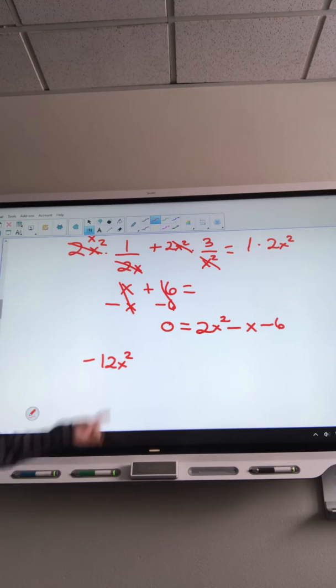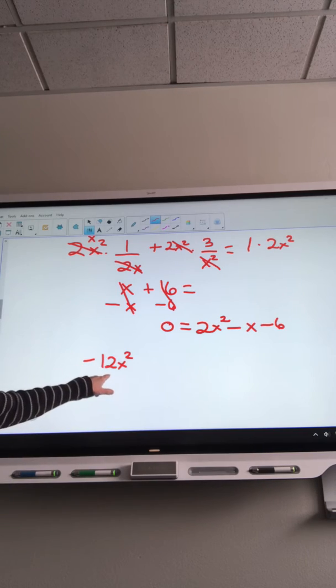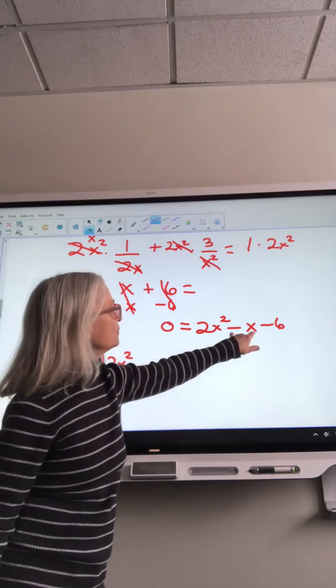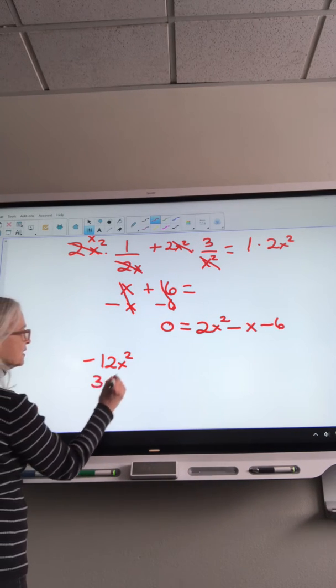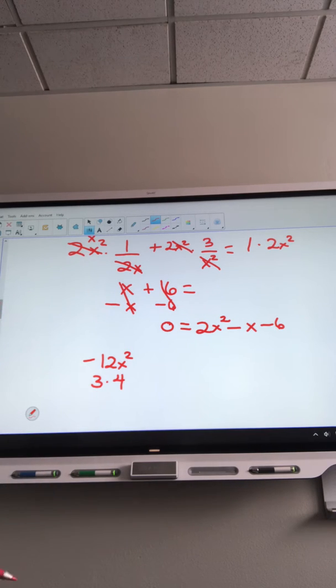And so now what I'm looking for are two numbers that are a product of a negative 12 that would also give me a sum of a negative 1. And so of course 3 times 4 should do that. So 3 times 4 is 12. And if the 4 was negative, then that should give us our numbers that we're going to use for factor by grouping.